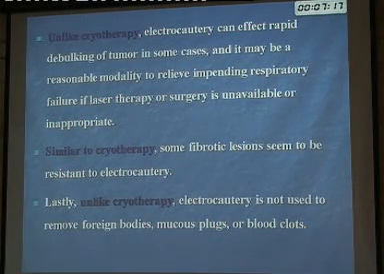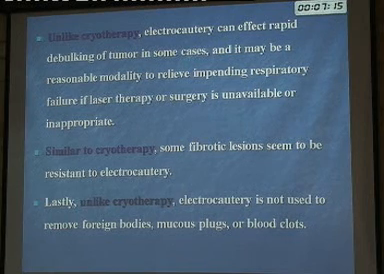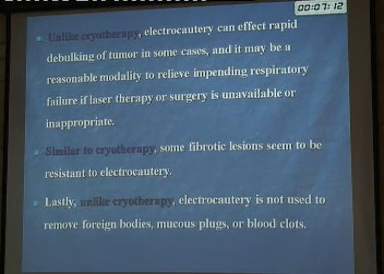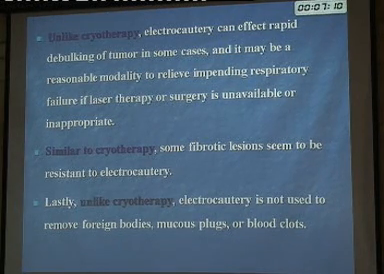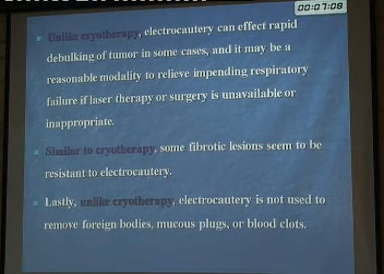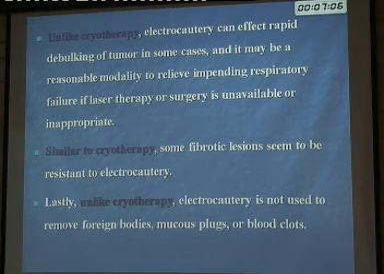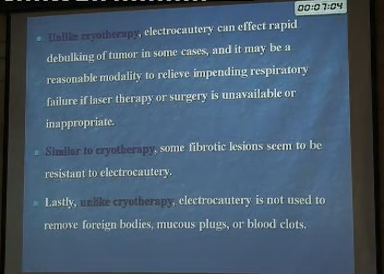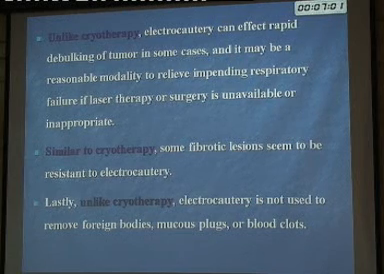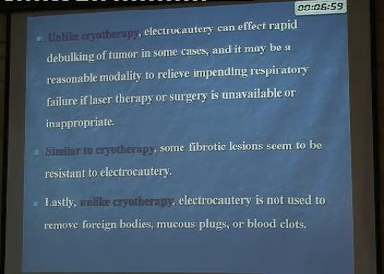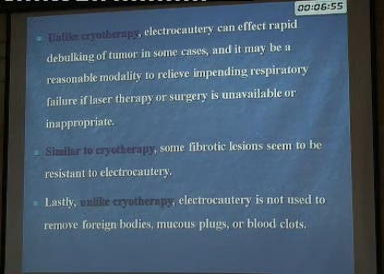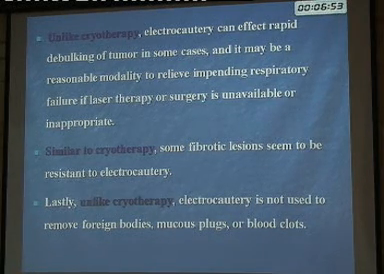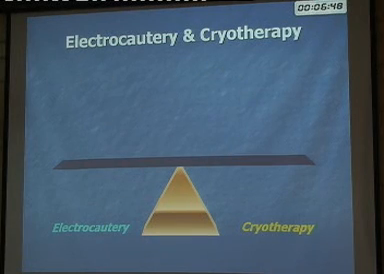Electrocautery, unlike cryotherapy, can effect rapid debulking of the tumor in some cases, and it may be a reasonable modality to relieve impending respiratory failure if laser therapy or surgery is unavailable or inappropriate. Similar to cryo, some fibrotic lesions seem to be resistant to electrocautery. But unlike cryotherapy, electrocautery cannot be used for removal of foreign bodies or mucus plugs. Cryo can.